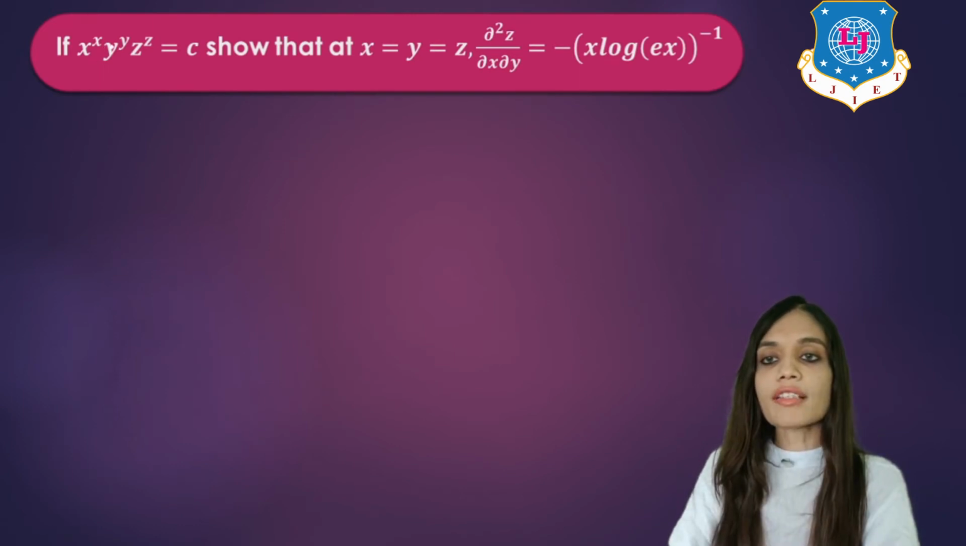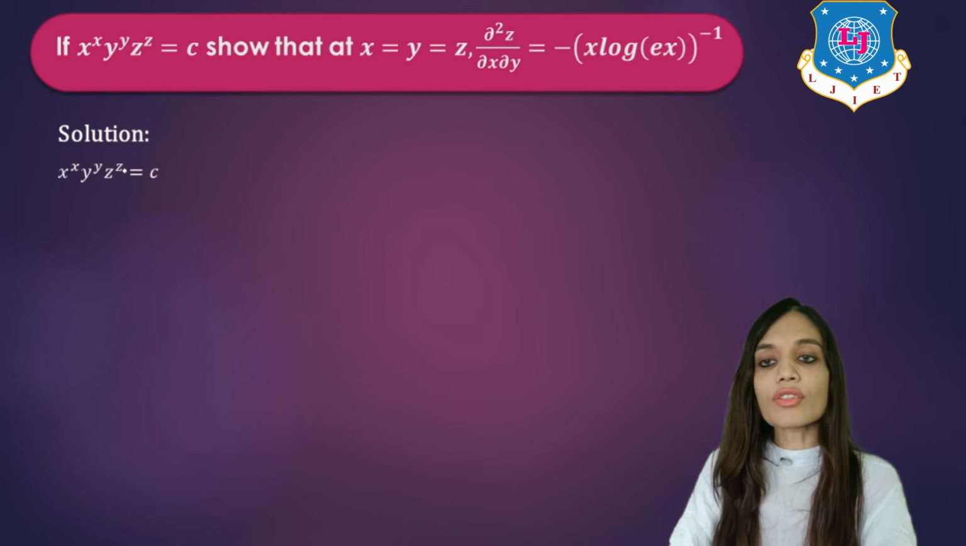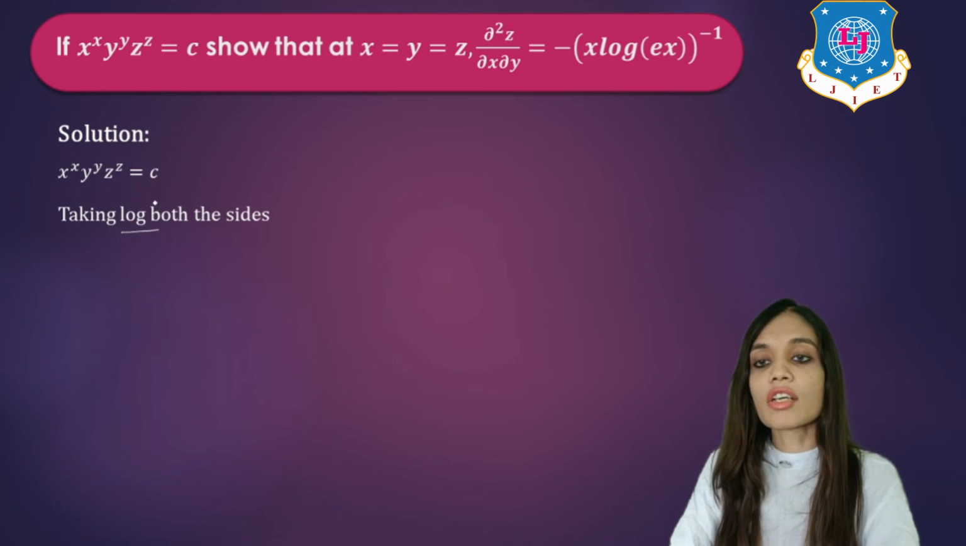If x raised to x, y raised to y, z raised to z is equal to c, where c is constant, we have to show that at point x is equal to y is equal to z, del square z upon del x del y is equal to minus x log ex whole inverse. So let us begin with the solution. So we are given x raised to x, y raised to y, z raised to z is equal to c. First we will take log on both the sides. So on taking log, we will get log x raised to x, y raised to y, z raised to z is equal to log c.